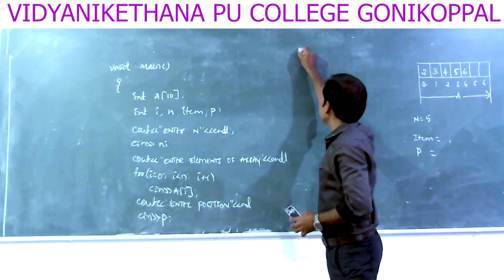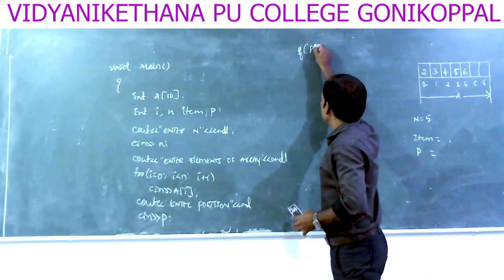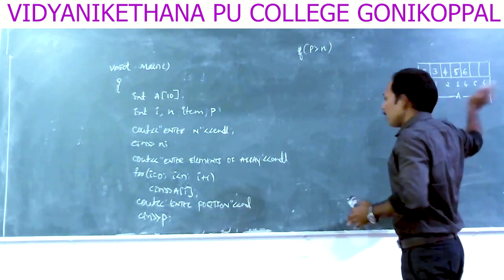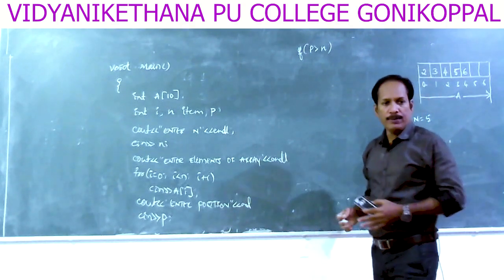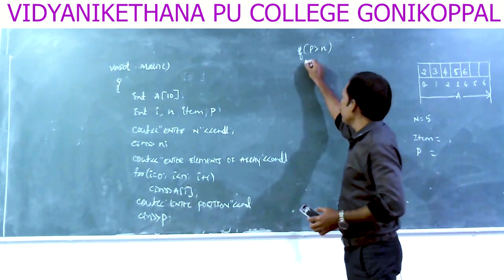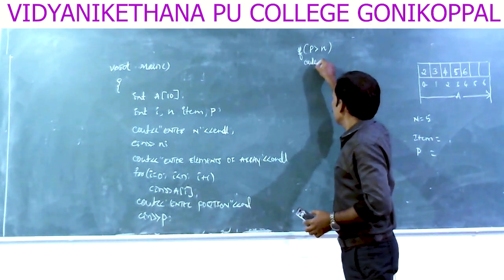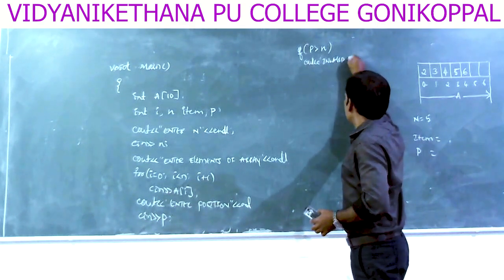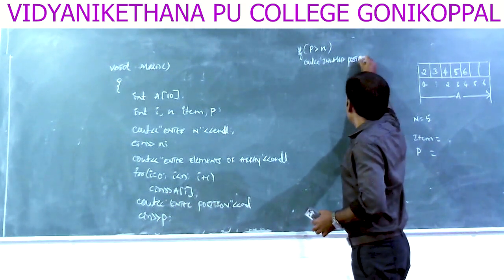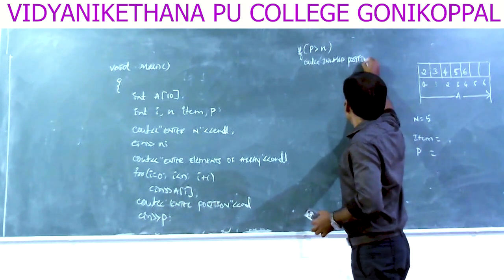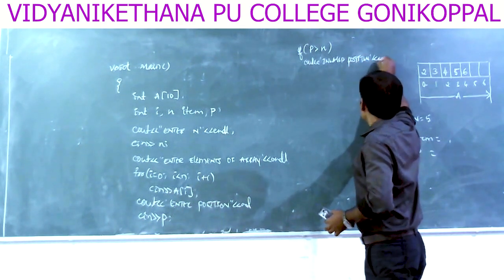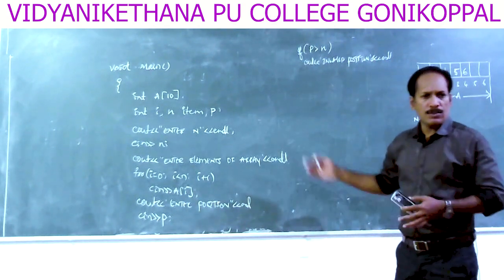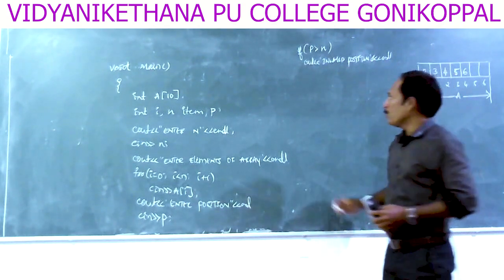So first we check if P is greater than N. P is greater than N means it's something outside. So therefore it's an invalid position, we write cout "invalid position". You can give any error message as you like, like enter a proper valid number. I just wrote, it's an invalid position.